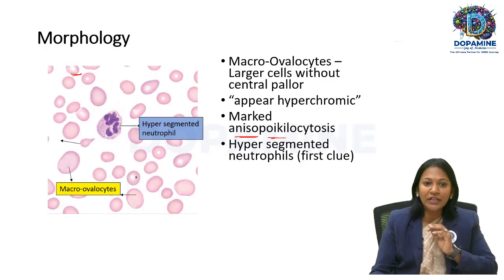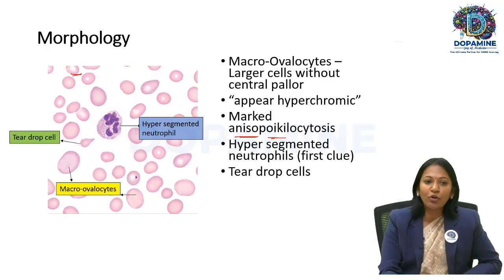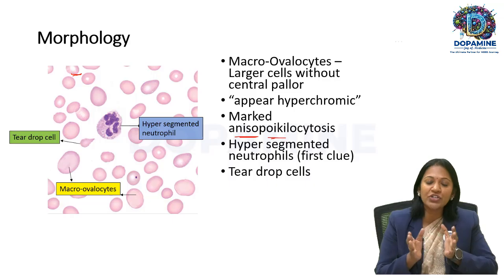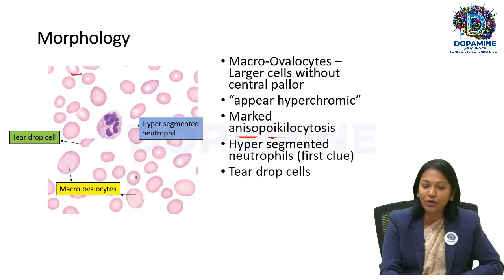And here what you are seeing, this particular cell, is that the RBC crying? So it is a teardrop cell. Teardrop cells will be there because when the bone marrow is overcrowded, all these erythroid precursors have to negotiate in a crowded space. So as they move through the crowded space, the morphology is altered into a teardrop cell.